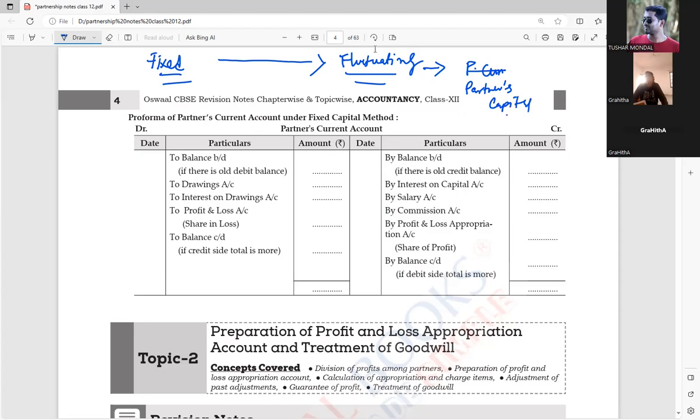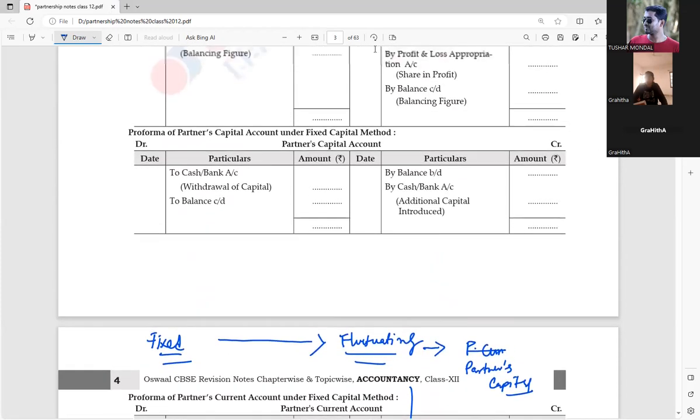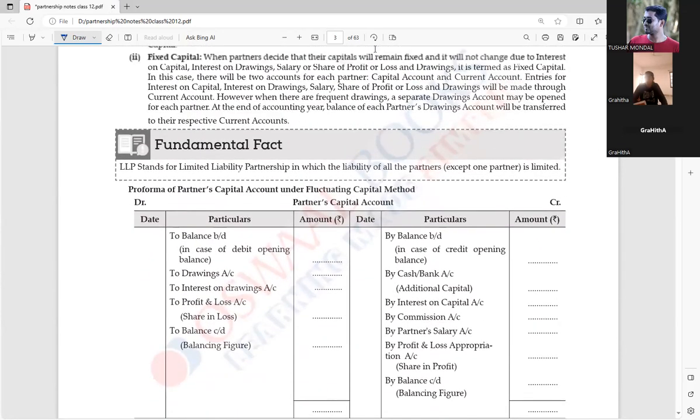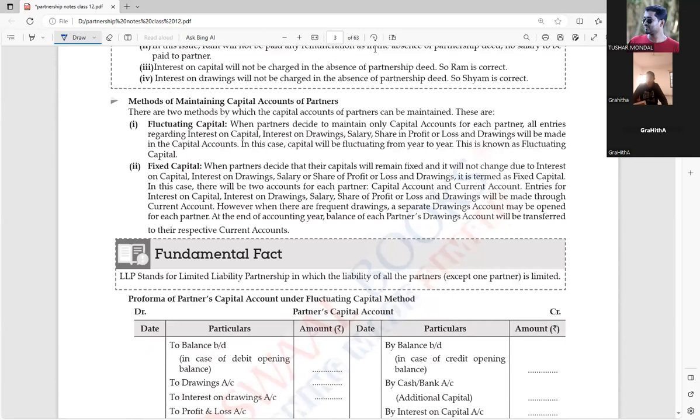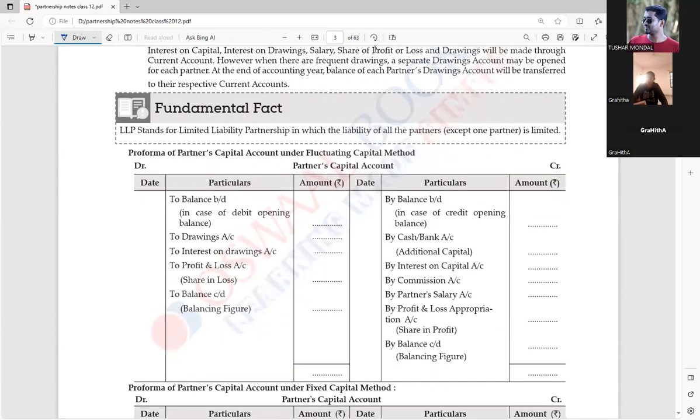In this partners' capital account we are going to see the performa, which is given. Let me check above, yes, it is given. So here, the performa of capital account under the fluctuating method, that means only one account we are framing, that is the partners' capital account.